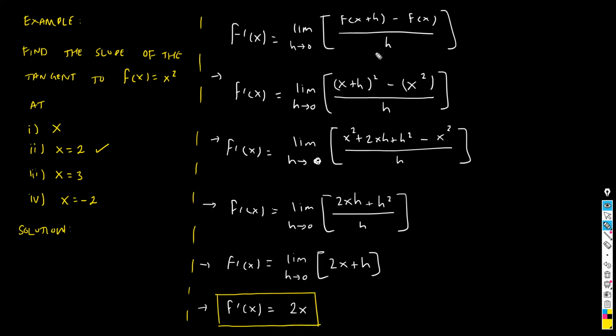Okay, after you do all this process, you find that f prime of x is equal to 2x. And what does that mean? Let me translate that for you. What this means is this: the slope of the tangent to the function f at the point x should be equal to 2x. And what is my function in this problem?